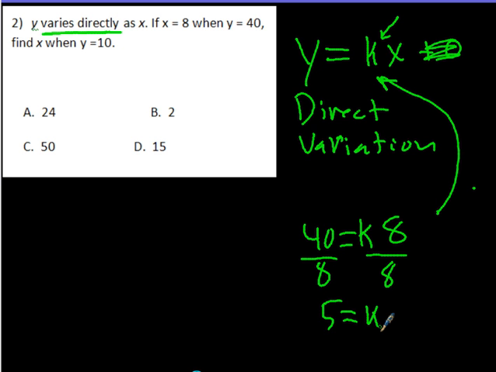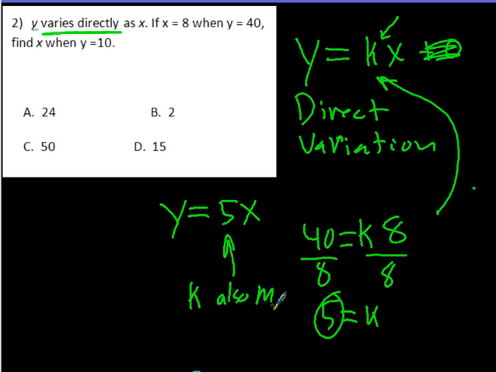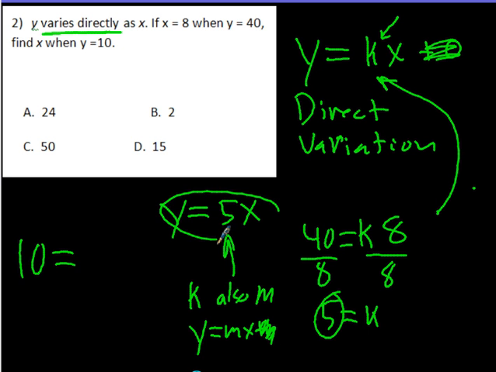So if you need to solve for the equation, y equals 5x. 5 is k, but it's also m in y equals mx plus b. It's just different because b is always 0 for direct variation, and it simplifies the solving. Okay, and so then it says find x when y equals 10. So 10 equals, what was my equation? Here it is, 5x. Divide by 5, and I get 2.